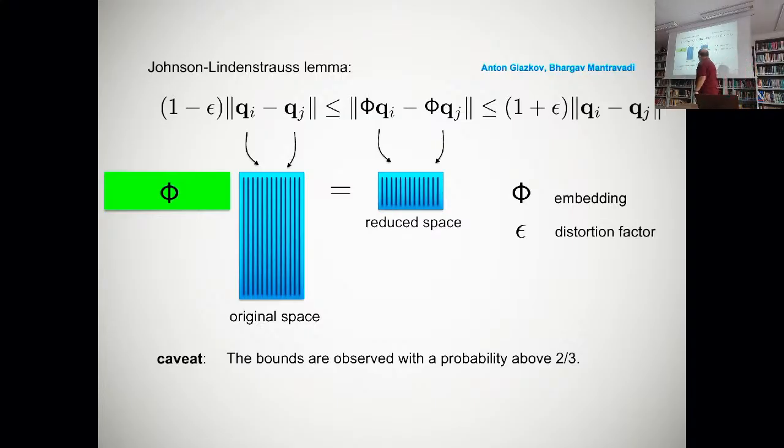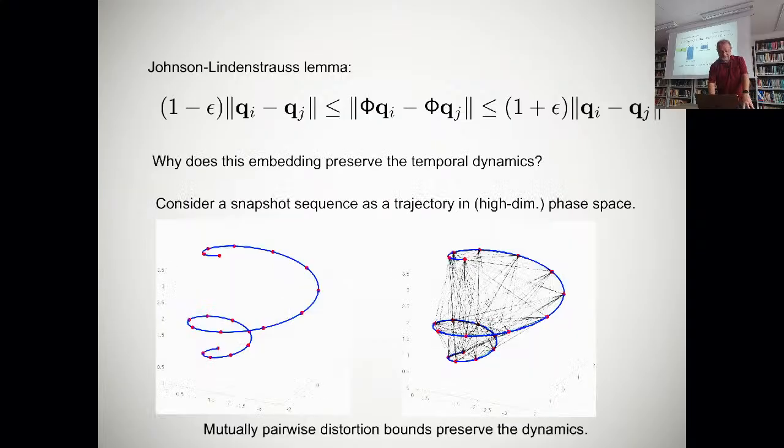Here's the bad news. These bounds are observed with a probability above 2/3. So better than 2/3, you preserve it, and once in a while you don't preserve it. That looks really terrible right now, but there is a fix for that, a really cute fix where you can tune it to anything you want. So don't be alarmed about something that only works 2/3 of the time. It works much better and it fails very gracefully.